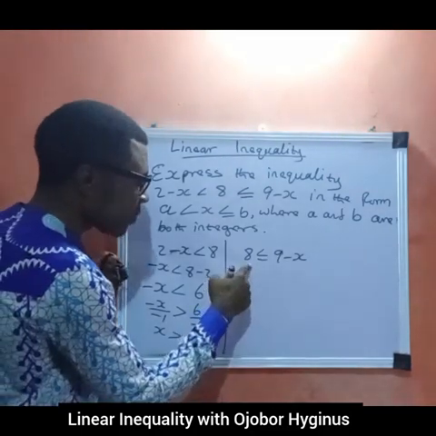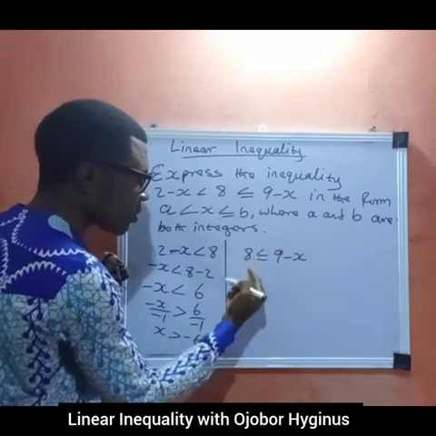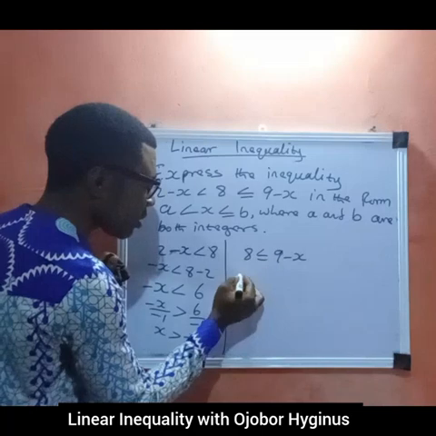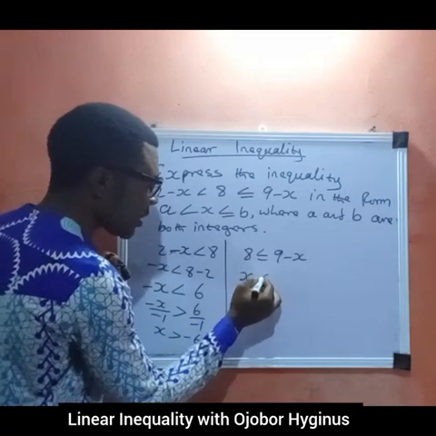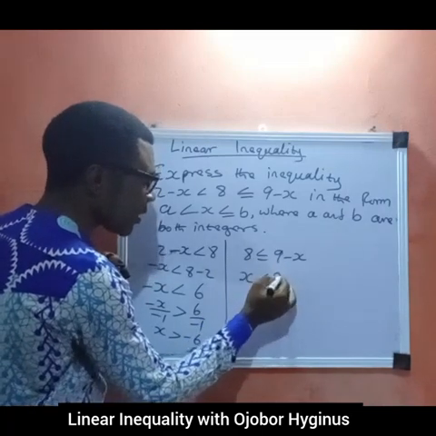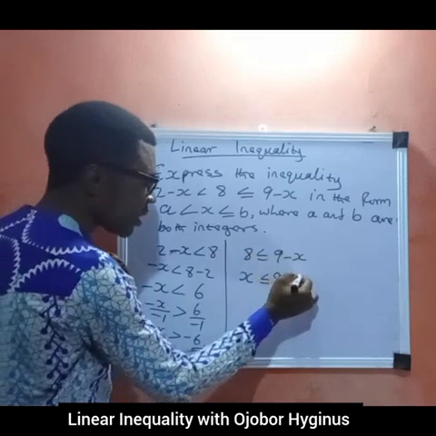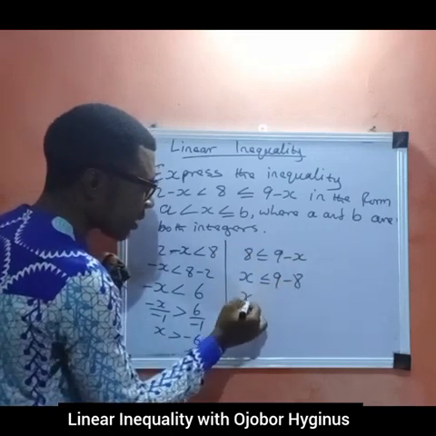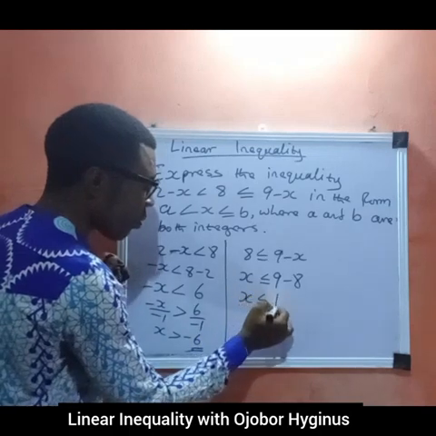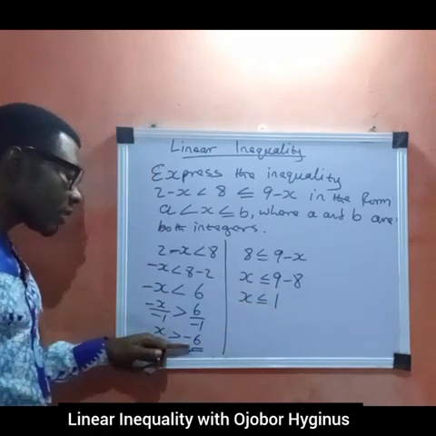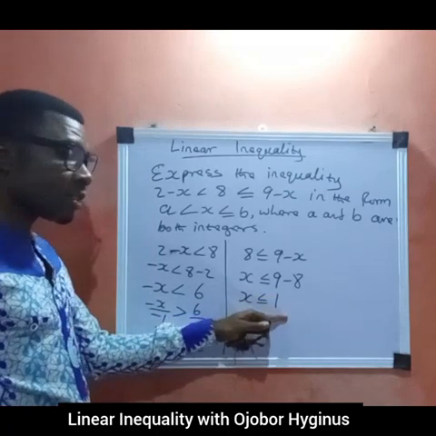So here again, x will cross here to become, from minus x, it becomes positive x is less than or equal to 9. When 8 crosses, it becomes negative 8. So we have x is less than or equal to 1. So here, x is greater than minus 6, x is less than or equal to 1.